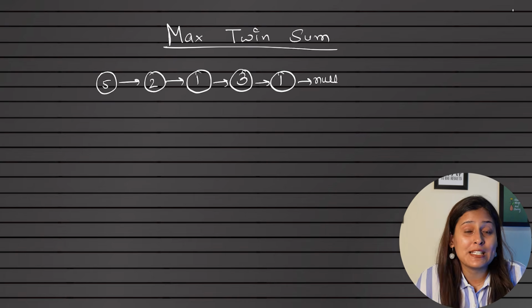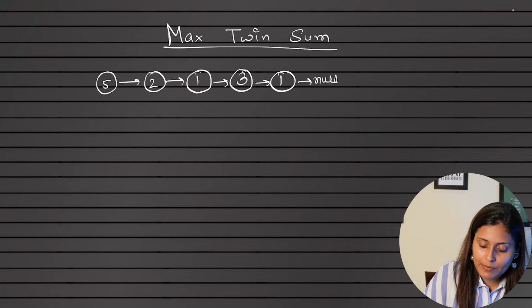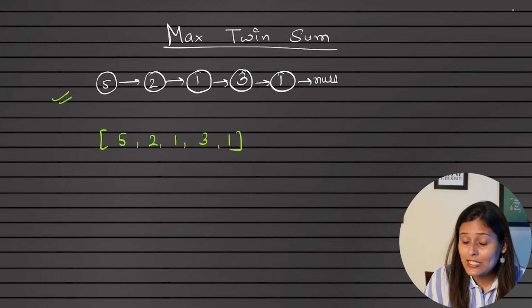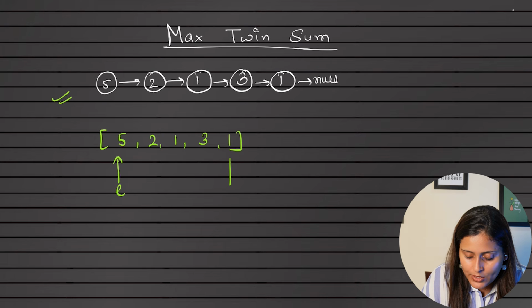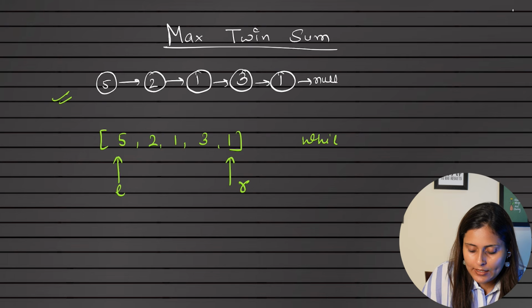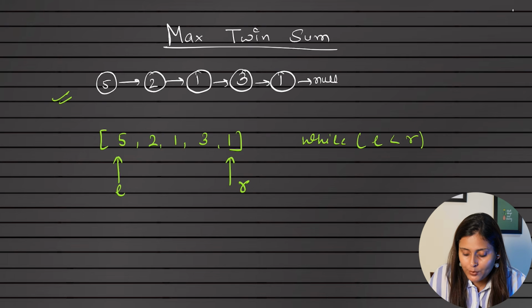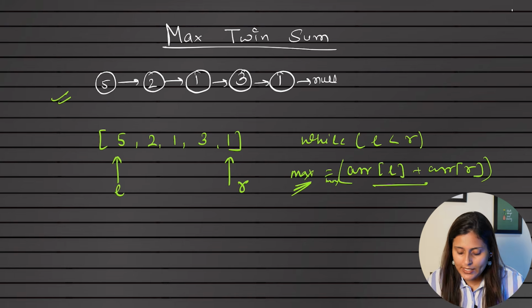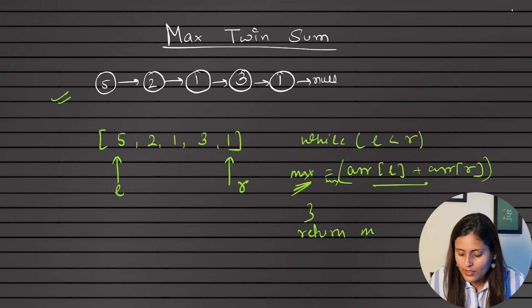If you don't know how to reverse it, how could you have solved it? Simply iterate in the linked list and save the values in an array: 5 2 1 3 1. And the next approach will be the two pointer. Initialize your left pointer from 0 and right pointer from the right side. Now while left is less than right, just keep doing what? List of left plus list of right, and save in some max variable by checking whichever is maximum, meaning the max or this current sum. And after coming outside, you just need to return that max answer.